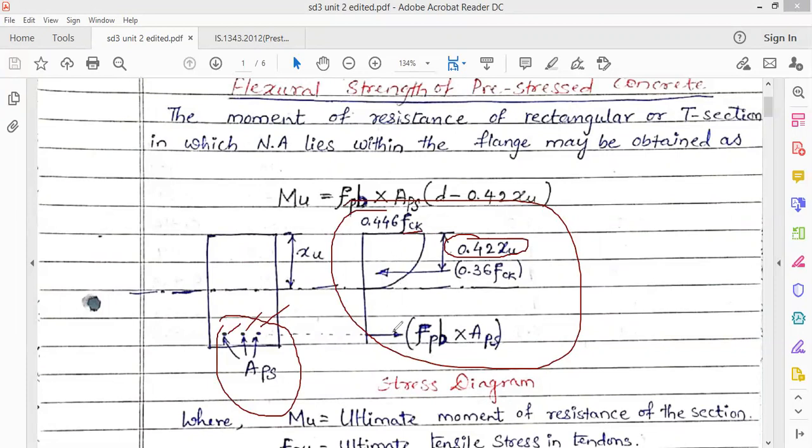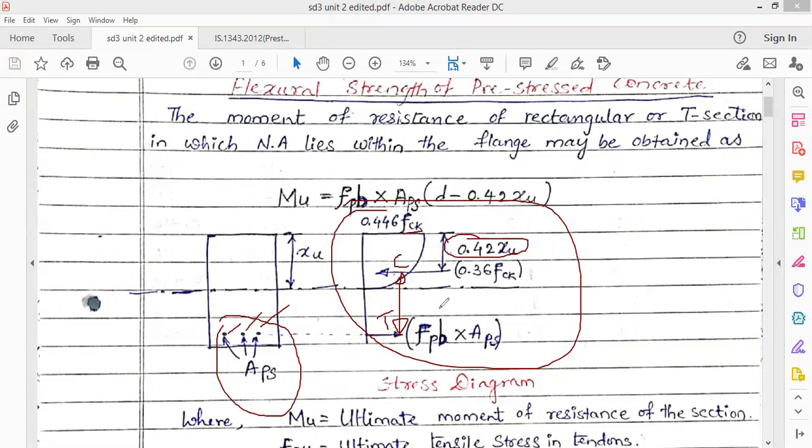So there will be a moment formed here. The distance from the compressive force C to the tensile force is the lever arm. Let's say this is the lever arm a. So moment is equal to force into distance. We know this: moment equals force into distance.